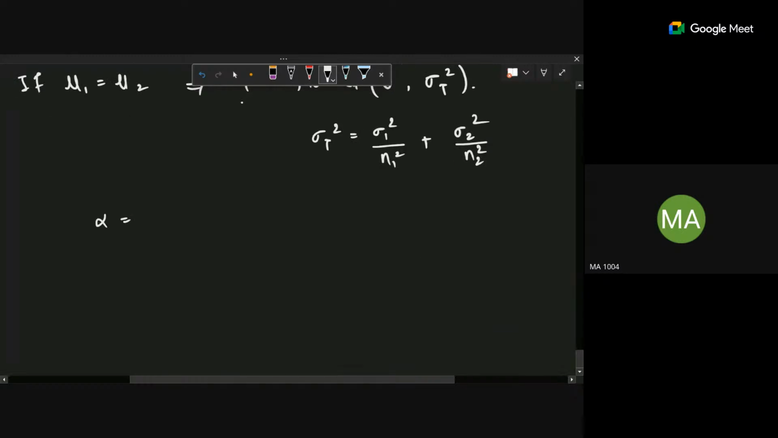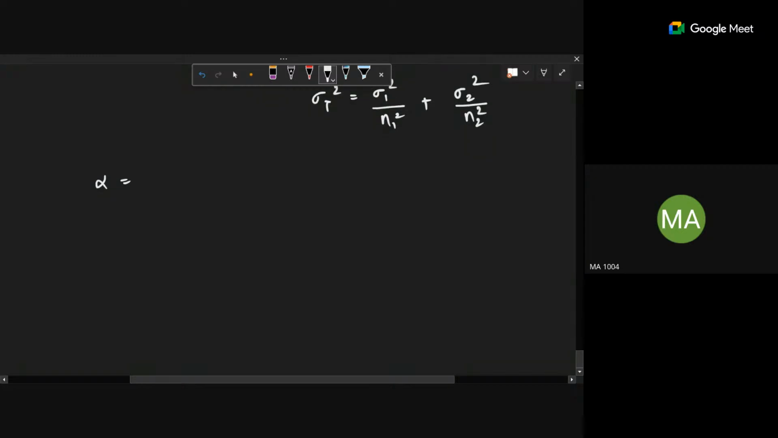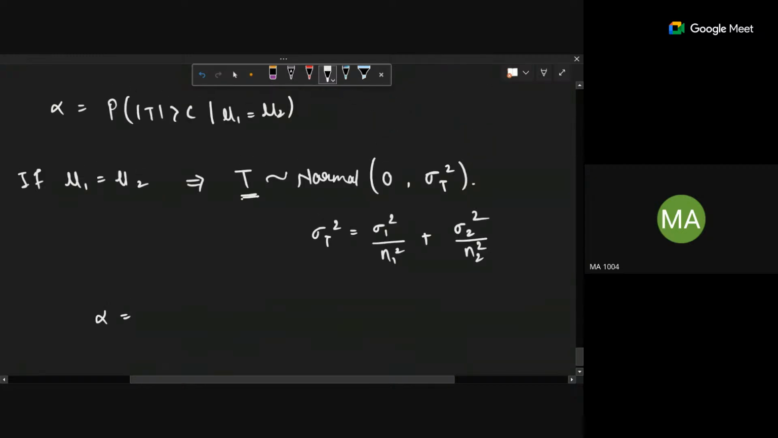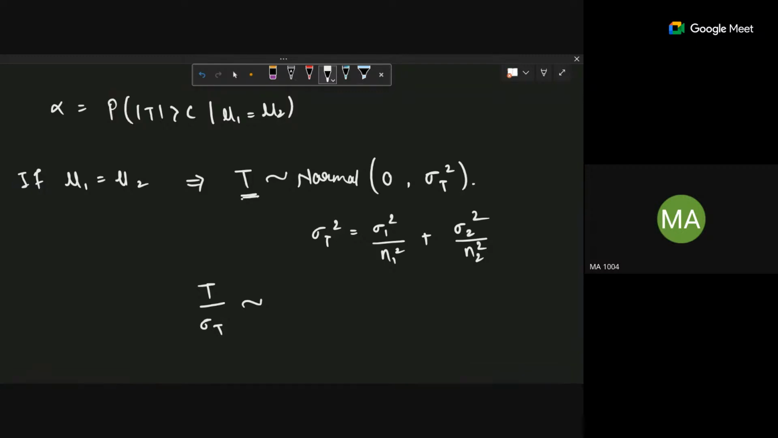If alpha is this part, then t is a random variable following a normal distribution with mean 0 and variance sigma t square. If I divide it by sigma t, then what will be the distribution for it? If I have t by sigma t, will it be a normal distribution with mean 0 and variance 1?